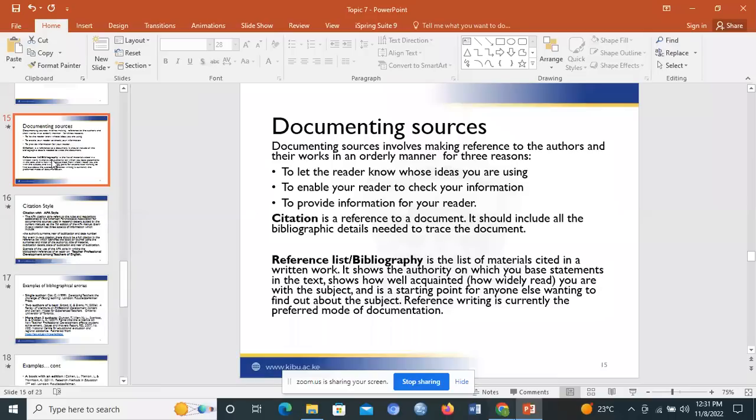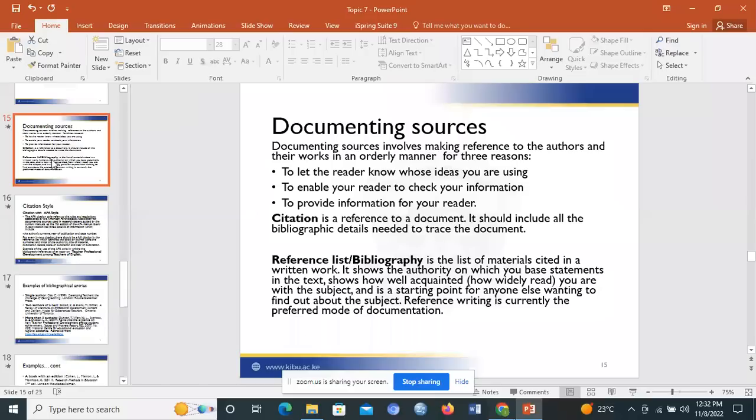Usually at the end of your paper, we have what we call the reference list. And it contains information about all the books, all the journals, and all the other information sources you used to be able to get information. And so what is a bibliography? It is a list of materials cited in a written work.